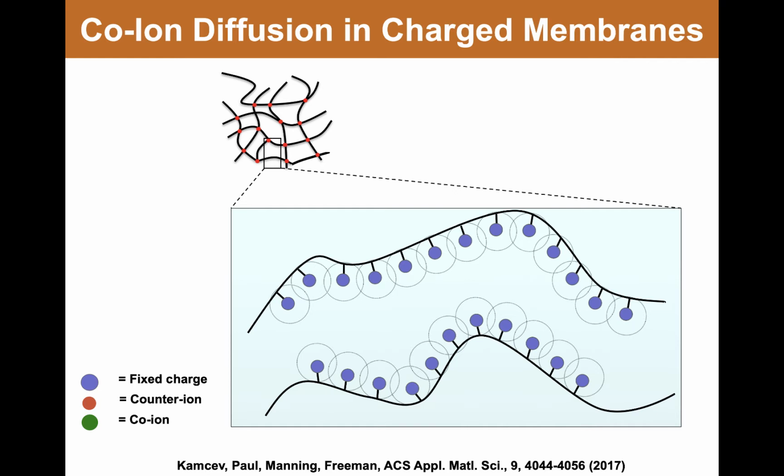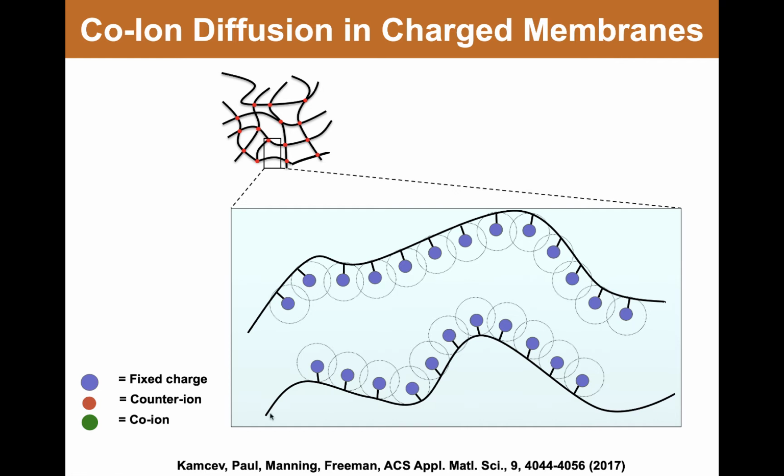So the way we envision ion diffusion in charged membranes, we break it up into two pieces. One is we first look at the co-ions. So if each of these fixed charges represents a sulfonate group, and we're permeating or conducting sodium chloride through this material, then the chloride would be the co-ion. And we imagine the polymer cross-link network as shown here, looking at just a very small segment of it in a highly idealized, cartoon-like fashion.